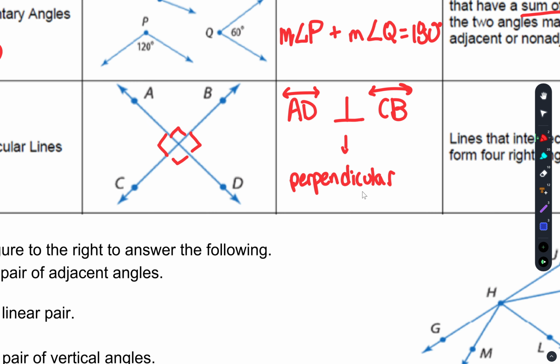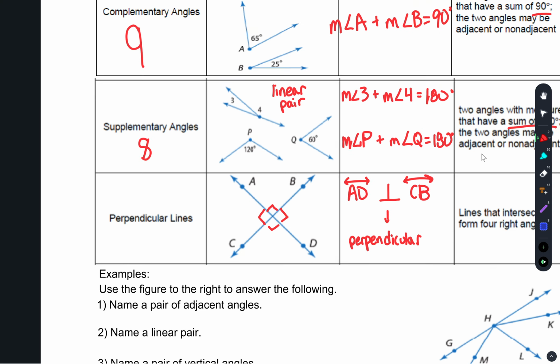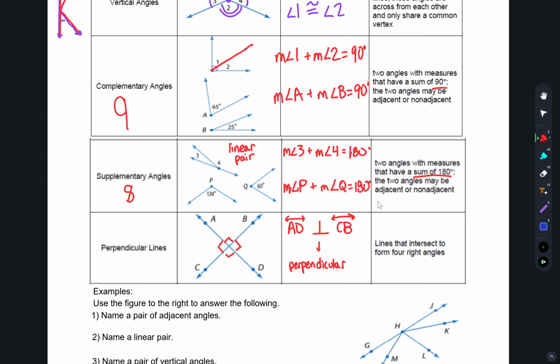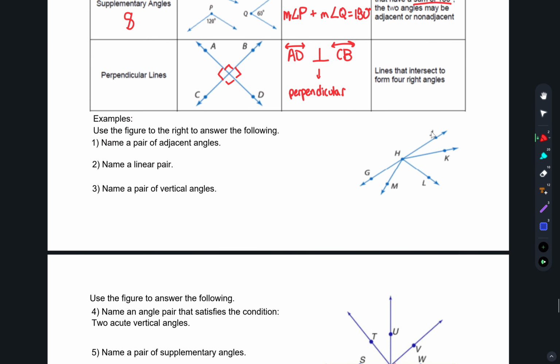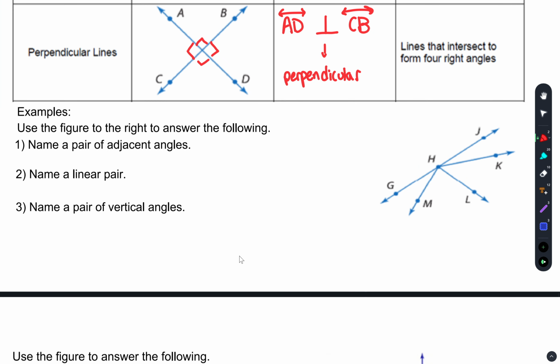That's all. Any questions on any of this vocab? Good stuff in here, right? Okay. Let's see how quickly we can do this. You can shout them out if you got them. Can we name a pair of adjacent angles? Any pair of adjacent angles. Doesn't matter.